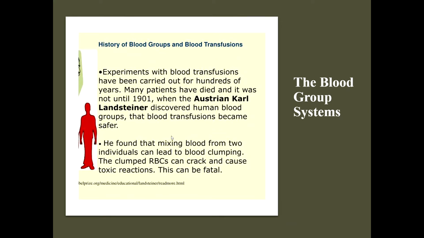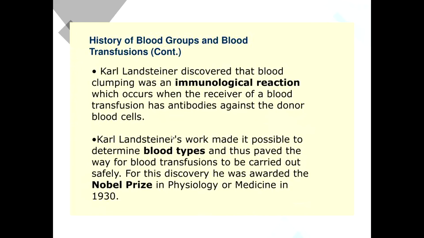As it says here, experiments with blood transfusions had been carried out for hundreds of years. Many patients died, and it wasn't until 1901 when the Austrian Karl Landsteiner discovered human blood groups that blood transfusions became safer. He found that mixing blood from two individuals can lead to that blood clumping. The clumped red blood cells can crack and cause toxic reactions, and that can be fatal. So that's where it all began. And this was based on an immunological reaction which occurs when the recipient of a blood transfusion has antibodies against a donor's blood.